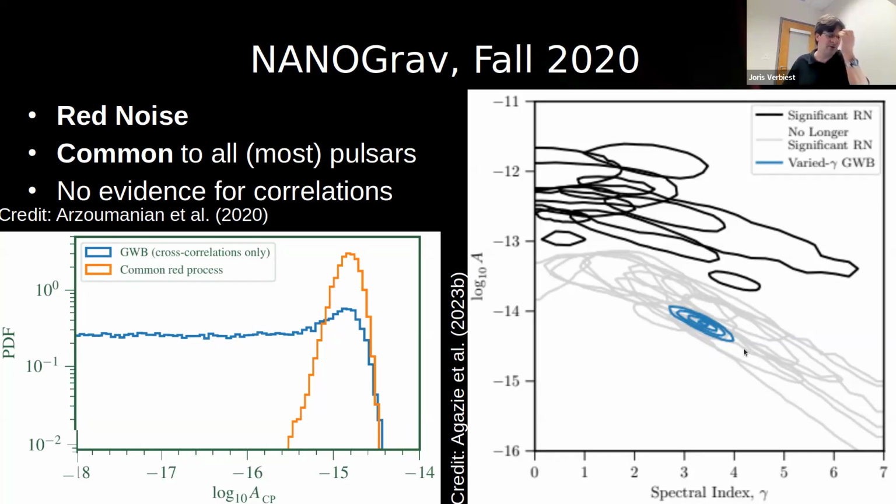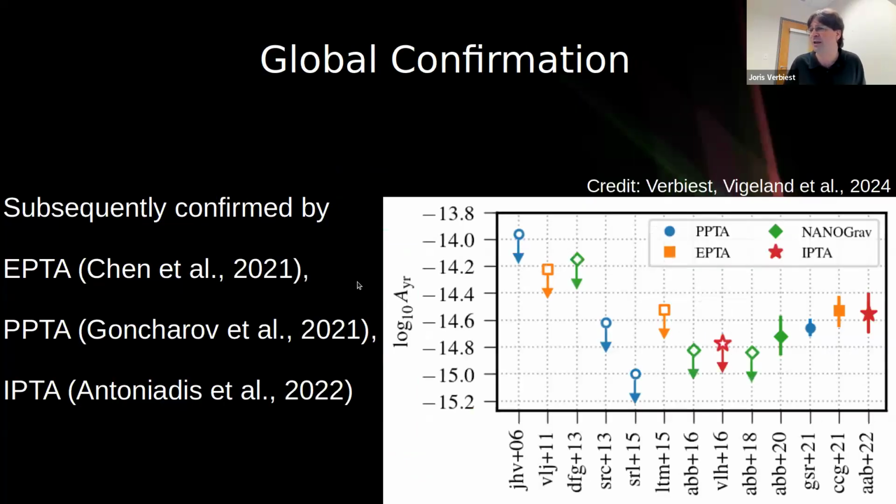Now, when NANOGrav came out with this work in late 2020, the other PTAs immediately jumped and said, hey, we saw that too. We just didn't believe it, or we were checking our details. So they all got a bit stressed about this. And within a year, the other PTAs, the EPTA and the PPTA, came out with their own analyses, similar to the NANOGrav analysis, but based on their own data. And this was what came out there.